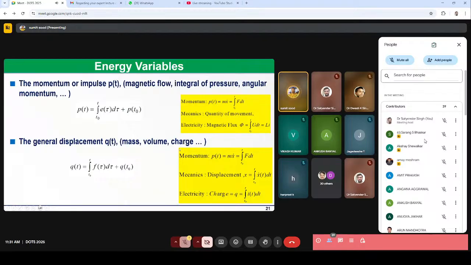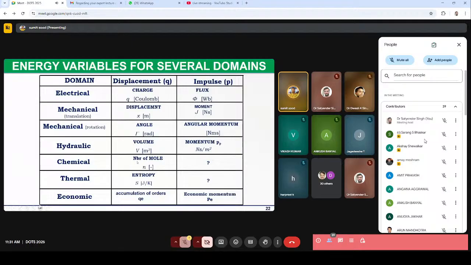There are some other energy variables also that we use in the bond graph approach. One is called the momentum or impulse. It is the integral of the effort variable, and then there is also the generalized displacement, which is the integral of the flow. These two help us get the characteristic equations of the actual elements. We will not go into these details because this doesn't interest us much.